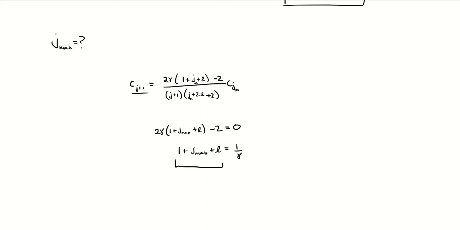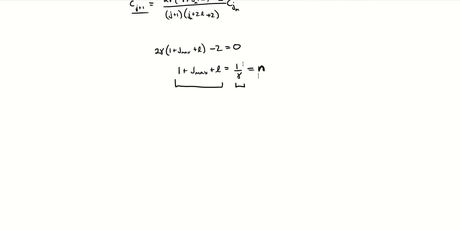Now, everything on this side is an integer, so this has to be an integer as well. And we're just going to call that integer n. And this is our principal quantum number, is what it's going to be called. So we essentially have that there is some principal quantum number that is equal to 1 plus our maximum value for j plus L, right? And that's sort of how we decide where we have to truncate that power series.